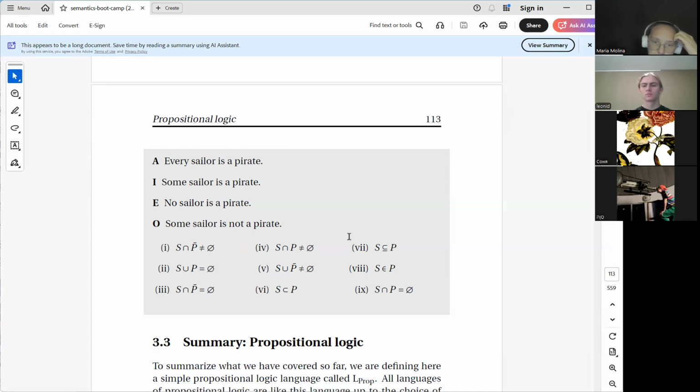give us a sort of equivalent, we are talking about a set of sailors and a set of pirates. So, and number 3 is discussing a set of sailors and a set of non-pirates, which leaves us only one match in A, which is 7.